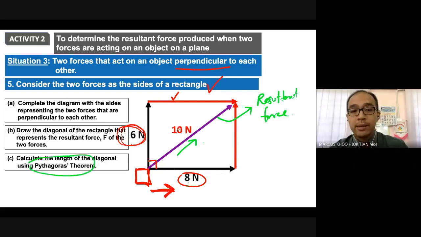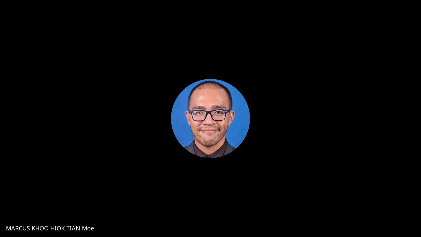Which we will get 10 newtons. If this is 6 newtons, this is 8, and this is 90 degrees, we can use Pythagoras theorem and we will get 10 over here. But as I said before, whenever we calculate resultant force, we must also say not just the force but also the direction. So how do we state the direction here? Going to the upright, going to the right and up? No, not like that.